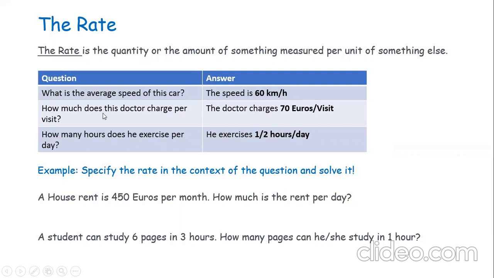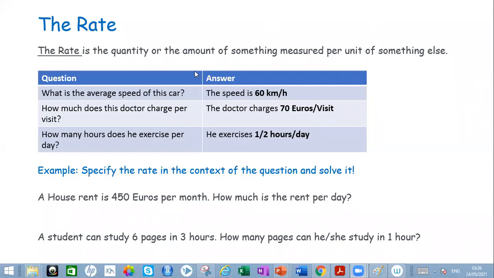Another question, how much does this doctor charge per visit? So, the doctor charges 70 euros per visit. So, per 2 visits, he charges 140 euros, for example, and per 3 visits, he charges 210 euros. How many hours does this person exercise per day? An example answer might be he or she exercises half an hour per day.